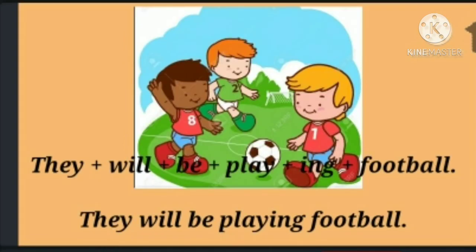Your second example, they. Subject is plural. The same we add, it is future, so we will write will. After will, we will write be. After be, we write our verb 1, that is play. After play, we add ing. And last, we will add our object, that is football. So when we frame the sentence, it will be they will be playing football.